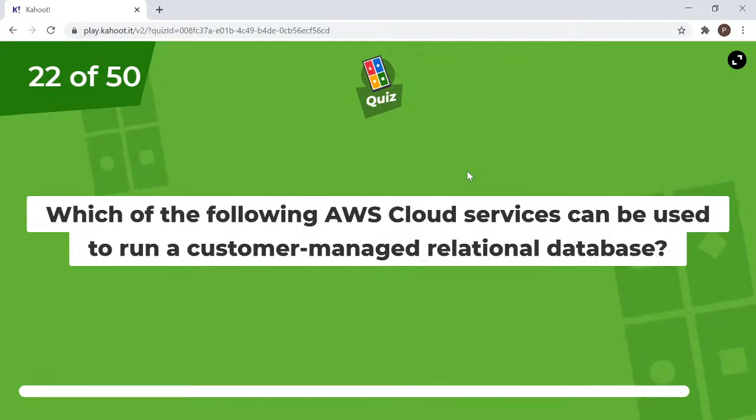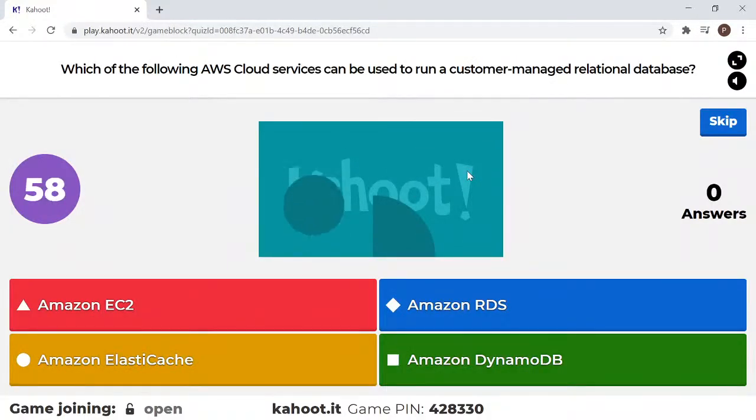Which of the following AWS cloud services can be used to run a customer managed relational database? Amazon EC2, Amazon RDS, Amazon ElastiCache, Amazon DynamoDB.